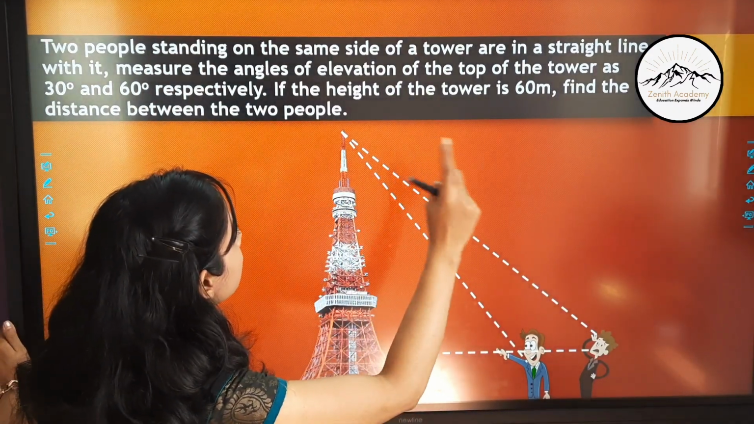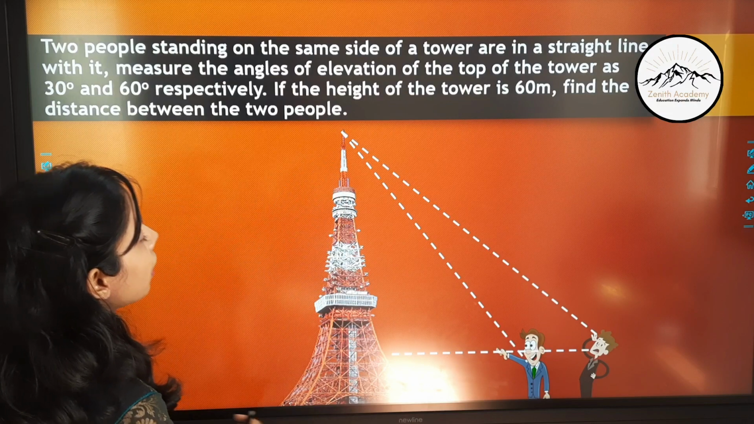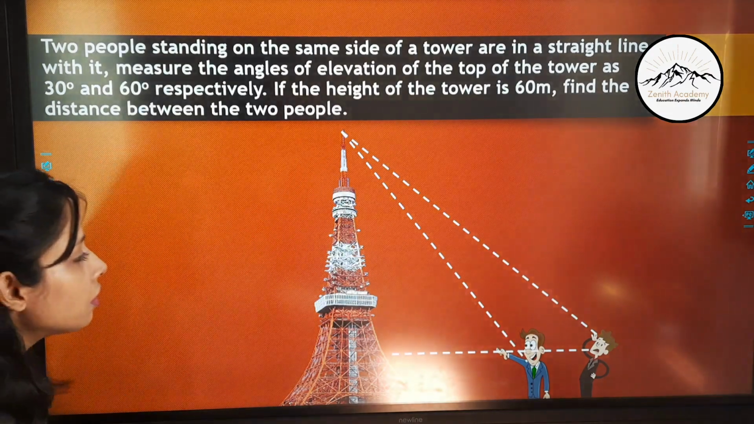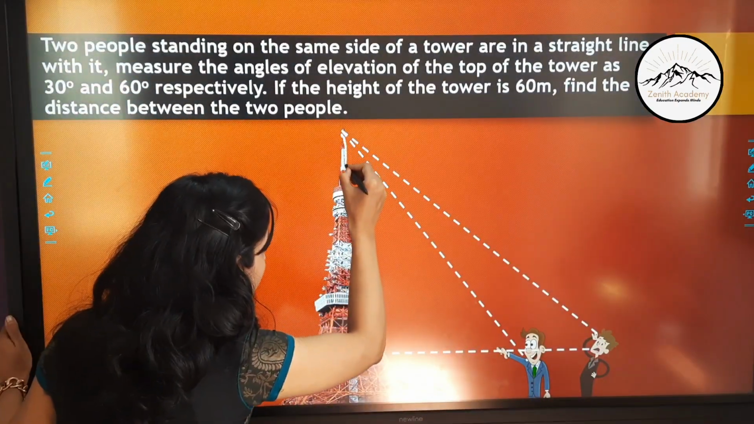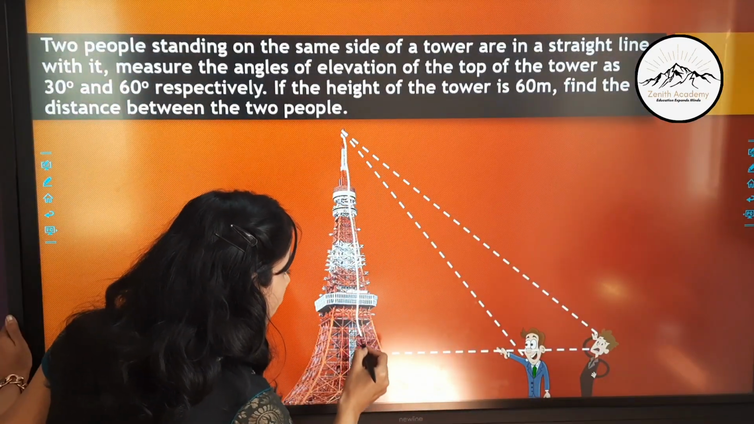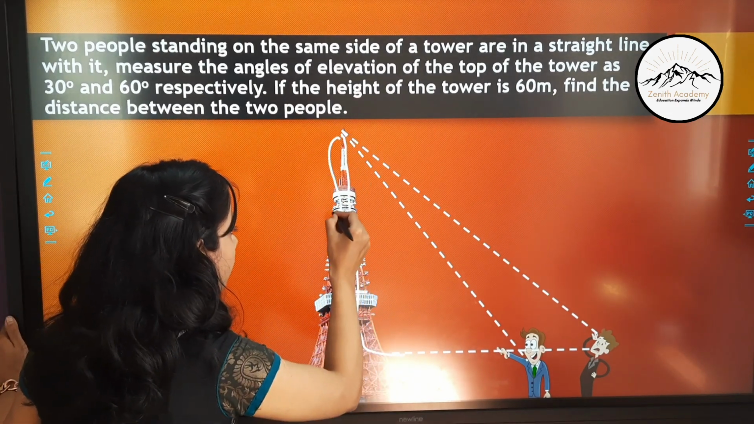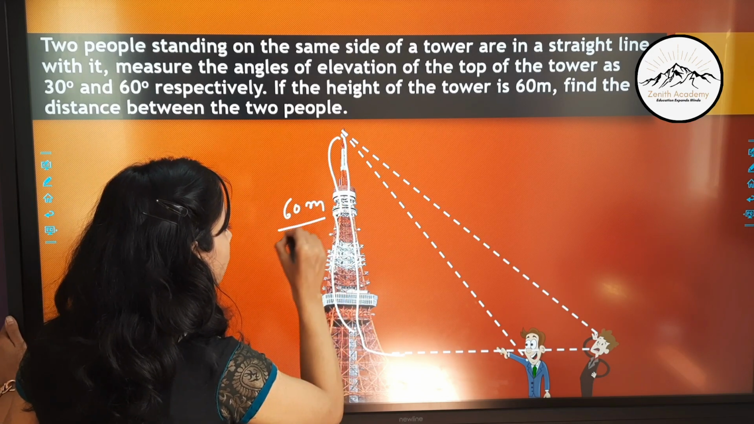They are given to us as 30 degrees and 60 degrees respectively. If the height of the tower is 60 meters, find the distance between the two people. We need to find this distance. Let's join this, and this is 60 meters. This is the height of the tower given to us.